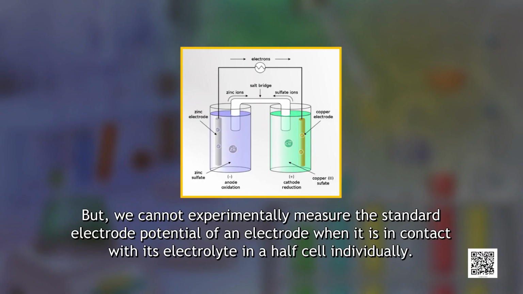According to IUPAC convention, standard reduction potentials are now called standard electrode potentials. But we cannot experimentally measure the standard electrode potential of an electrode when it is in contact with its electrolyte in a half cell individually. This is due to two reasons.